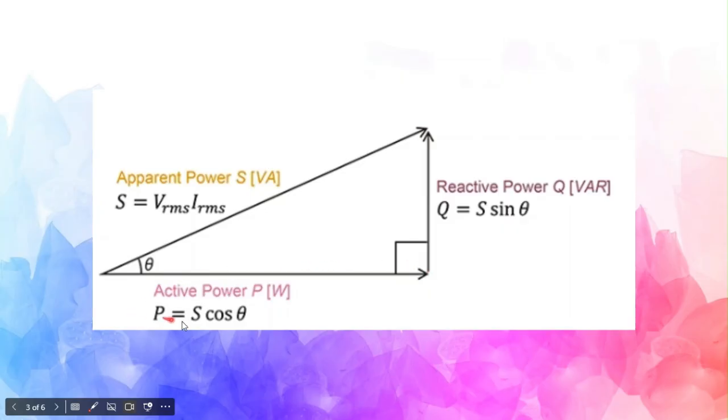Active power is represented by Vi cos phi, S equal to V into I. So Vi cos phi, and reactive power is represented by Vi sin phi. This much you have to remember. Now, apparent power is the derivation of these two. If you apply the Pythagoras theorem, this becomes the apparent power, which represents only V into I.